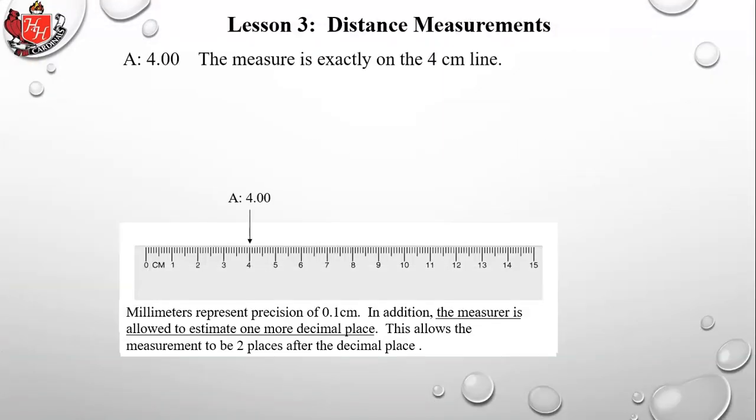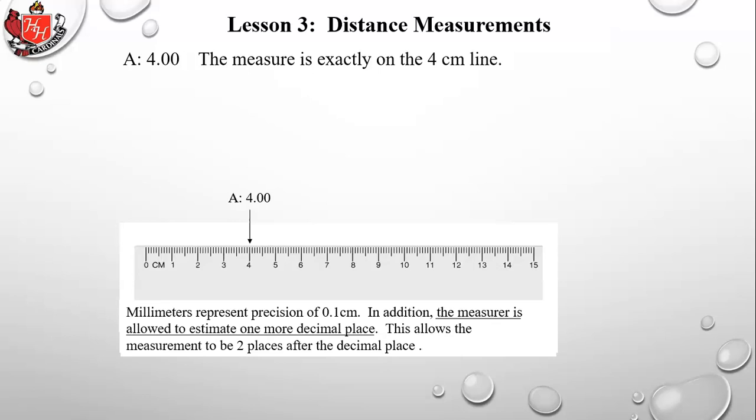So let's take some examples. This very first measurement, the arrow is pointing exactly at the 4. So the measure is exactly on the 4 centimeter line, so it's going to be 4.00. Now that takes a little explanation. Why 0.00? Let me read it and then I'll explain it again.